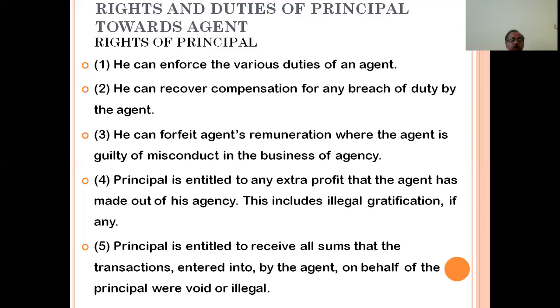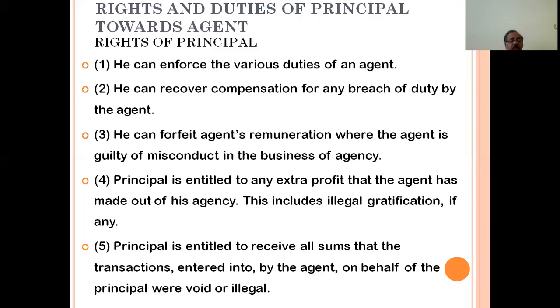The fourth right, we can say, is that the principal is entitled to any extra profit that the agent has made out of his agency. If any extra profit arises due to any transactions, the principal has the right to get the extra profit. The agent has no right to keep whatever extra profit is attained or gained through any transaction. It should be provided to the principal.